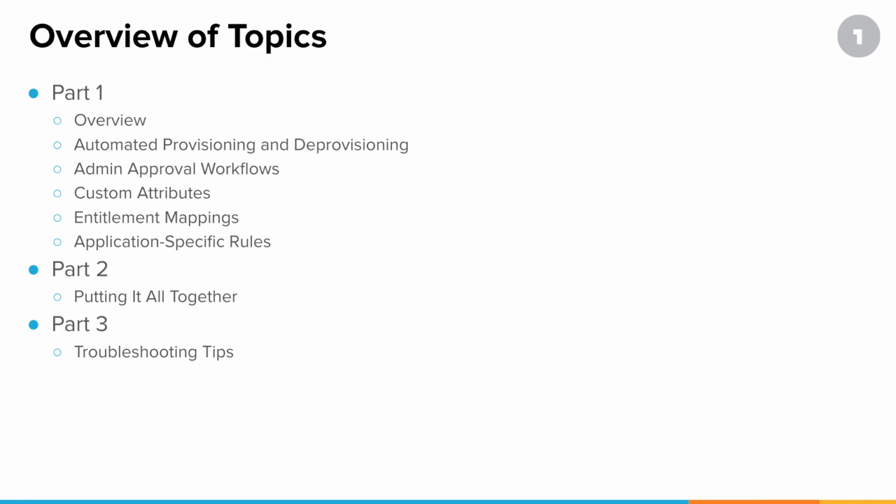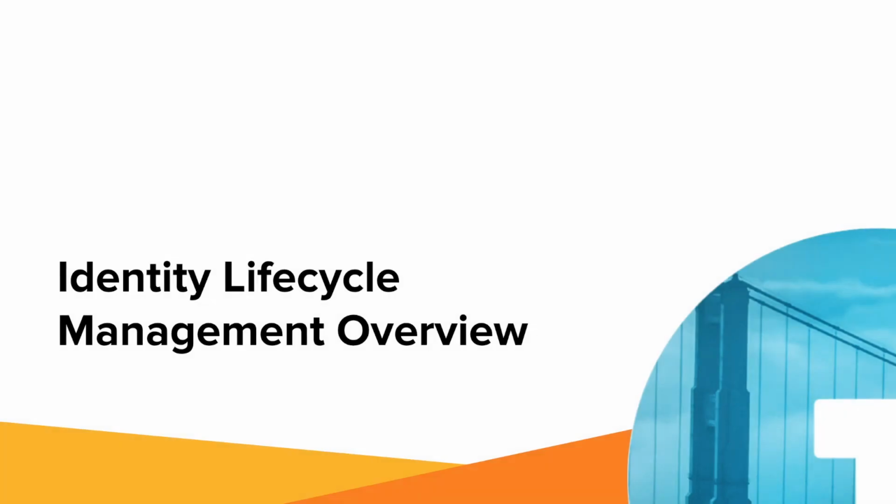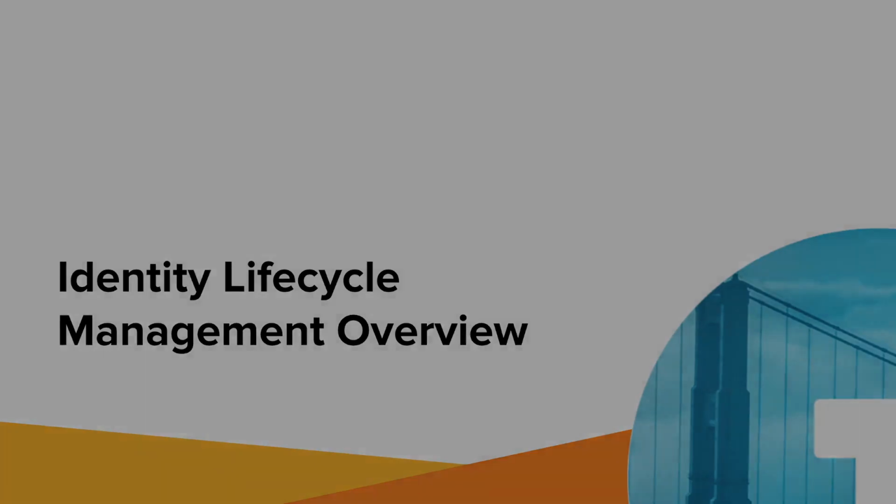In our first video, we're going to start off with a basic overview of these features that make up Identity Lifecycle Management: automated provisioning and deprovisioning, admin approval workflows, custom user attributes, entitlement mappings, and application-specific rules. In the second video, we're going to demonstrate how this is all configured. And in the final video, I want to make sure you get a look at some best practices and troubleshooting tips. So first, let's take a look at what Identity Lifecycle Management actually does for you.